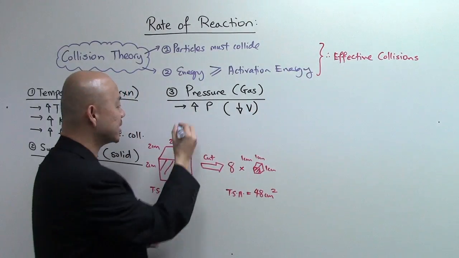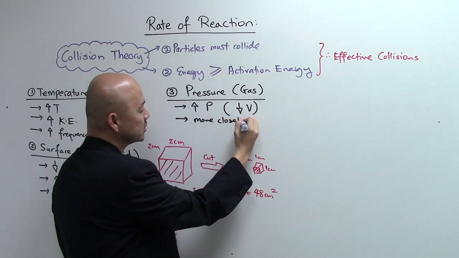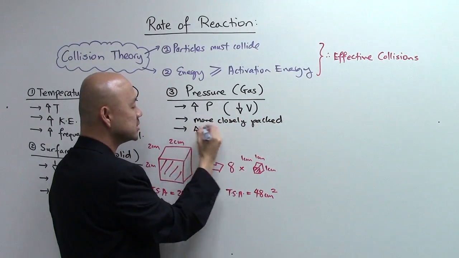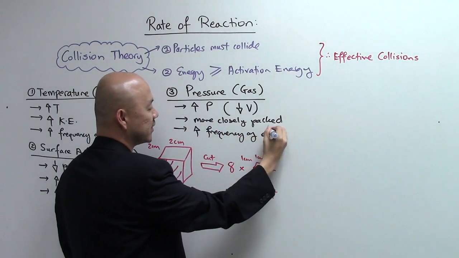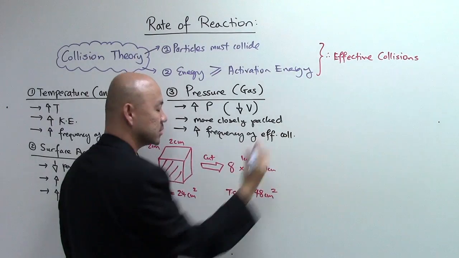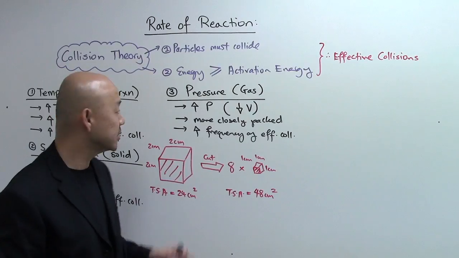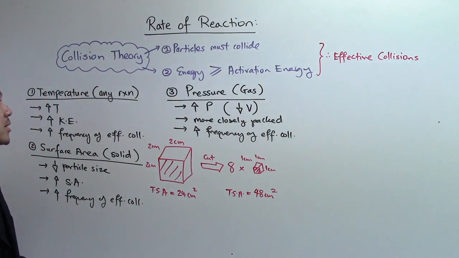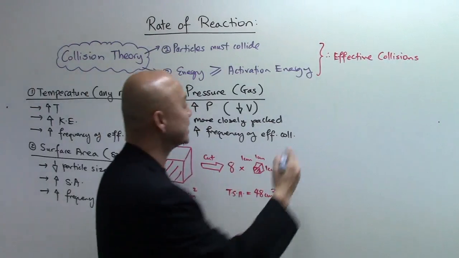So the reacting particles are what? They are now more closely packed together. They have a higher chance to come together. That also means an increase in the frequency of effective collision. And this again increases the rate of reaction. So this is the third factor, pressure, and it applies to gaseous reactants. Alright, reactants that are gases.